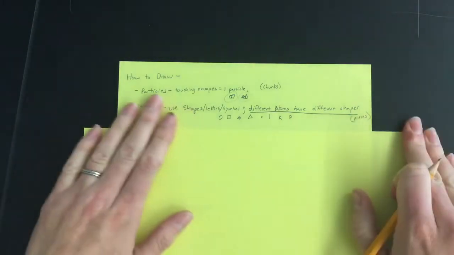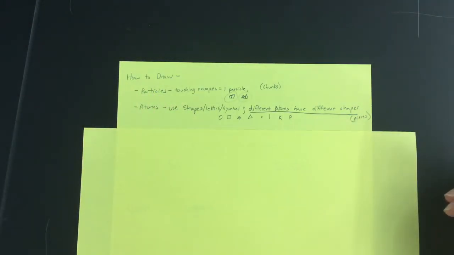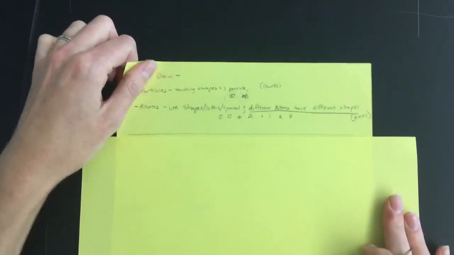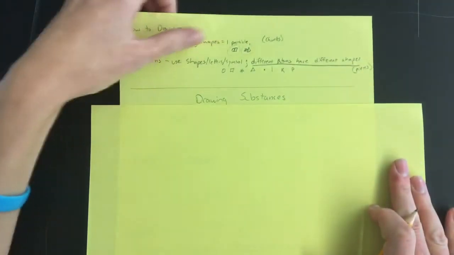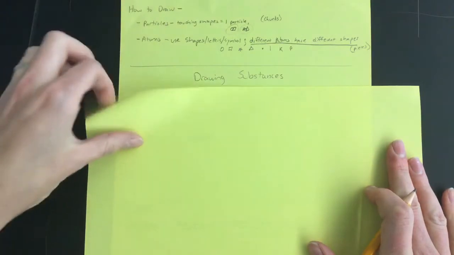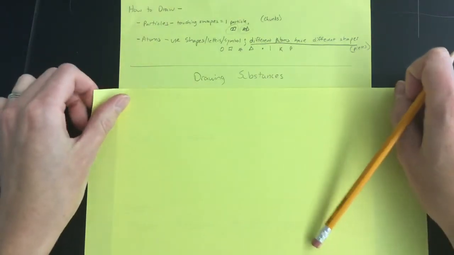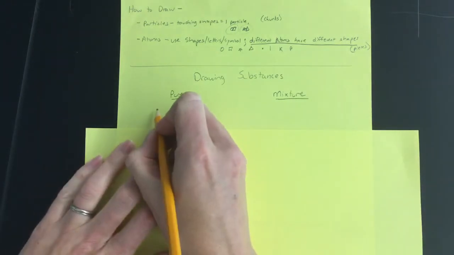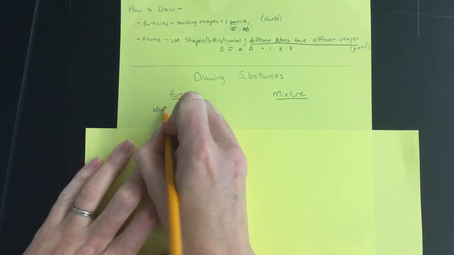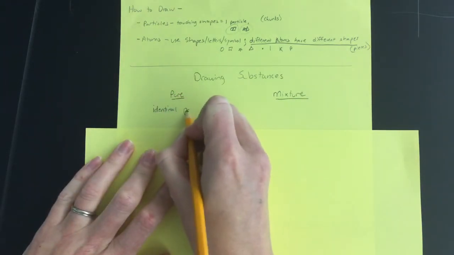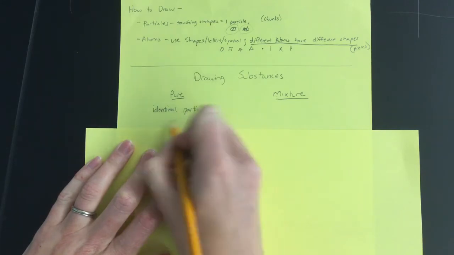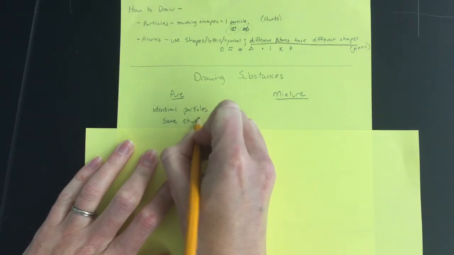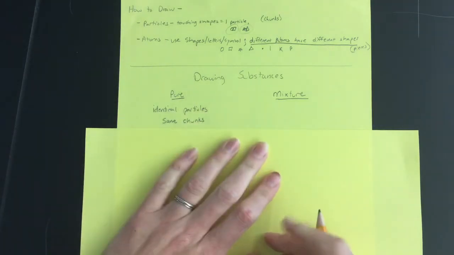When we draw our different substances, what we're going to be looking for is whether it's a compound or an element or a mixture and those kinds of things. So it's going to be helpful for us to review a little bit about what that looks like. The first difference, remember, is pure versus mixture. Pure substances have identical particles. All the particles are the same. That means that we have to have the same chunks. All the chunks have to be the same.